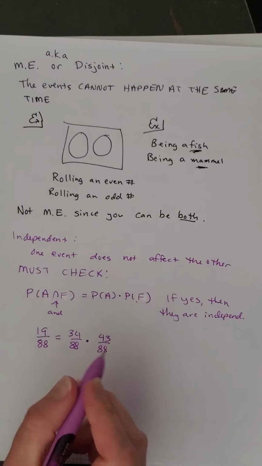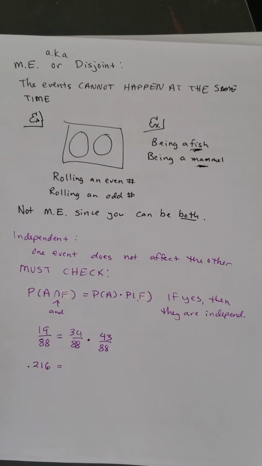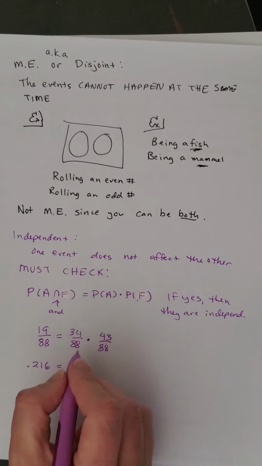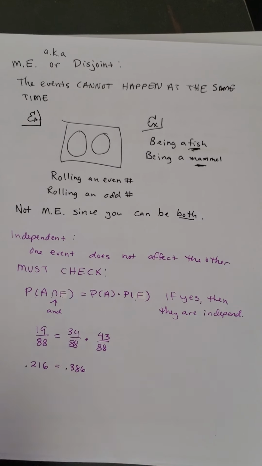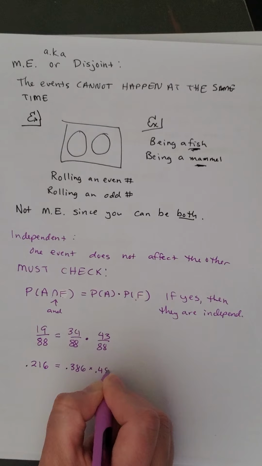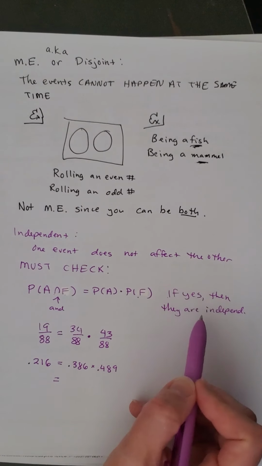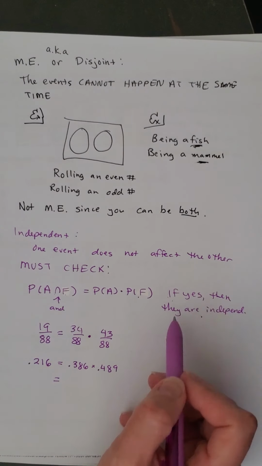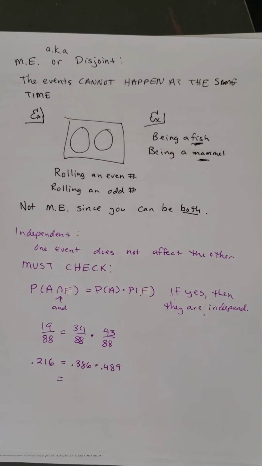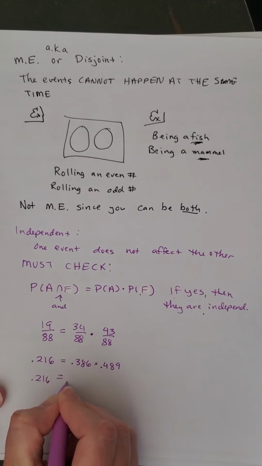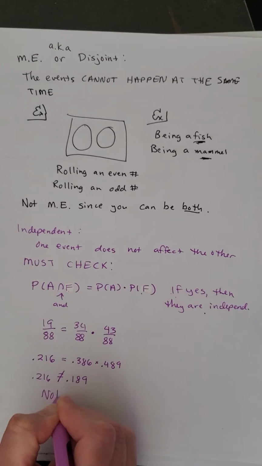Okay, so 19 out of 88 is 0.216, because it's going to round. Is that equal to 34 out of 88? So 34 divided by 88 is 0.386. And then 43 divided by 88 is 0.489. So I'll multiply those last two and see if it equals 0.216. If they're equal, I'll say they're independent. If they're not equal, I'll say they're not independent. So 0.386 times 0.489 is 0.189. And so 0.189 and 0.216 are not equal, so they are not independent.